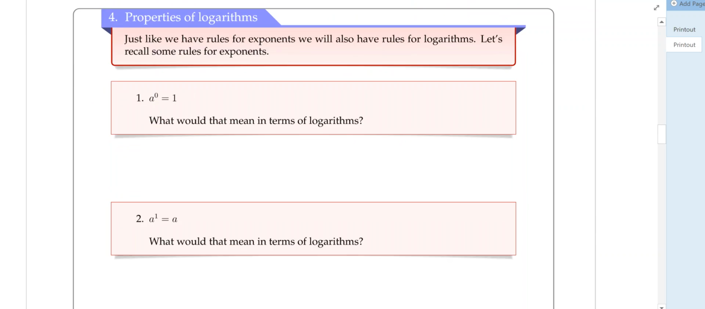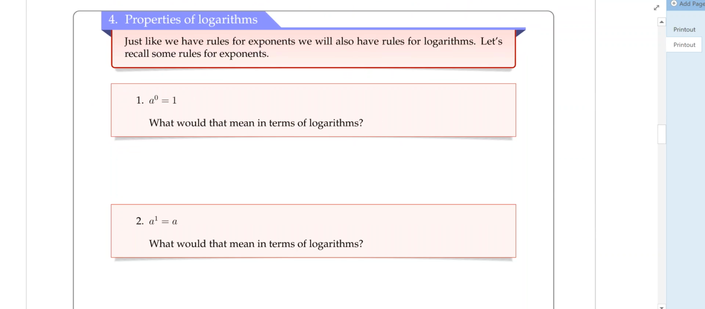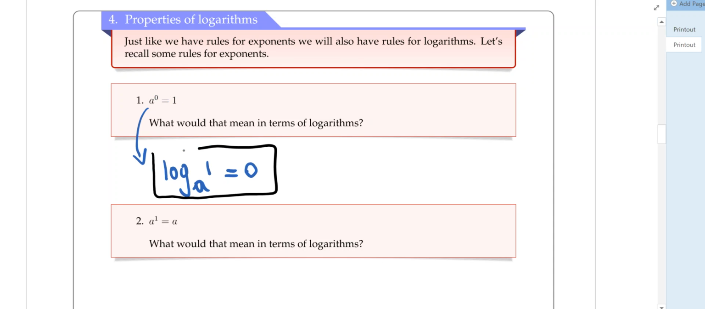All right, just like we have rules for exponents, we're also going to have some rules for logarithms. So one of the first rules for exponents was that a to 0, so any number to the 0 power, is 1. So how does that translate in logarithm form? So the base of the log is going to be a, and then the input is going to become the output, and then the output, the 1, is going to become the input. So the first rule that we have for logs is that log of any base of 1 equals 0. And this is because a to the 0 equals 1.